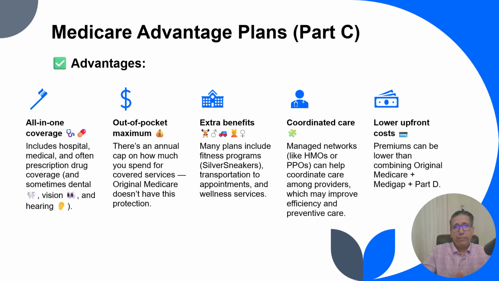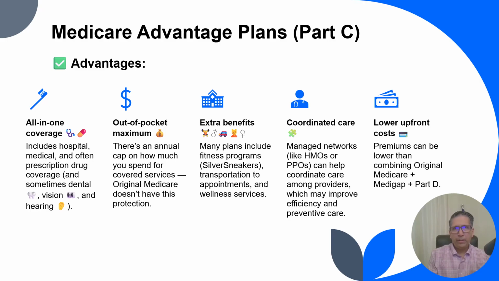Some of the extra benefits could include perks like transportation, wellness services. A plan might include Silver Sneakers for gym access, rides to doctor appointments, or even coverage for a massage or an acupuncture session.